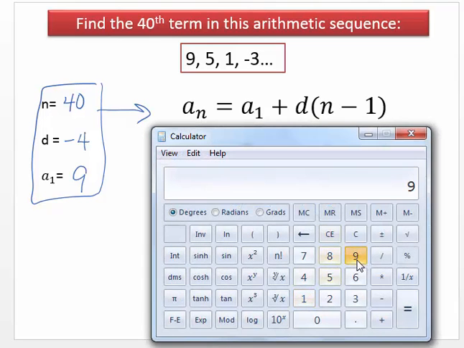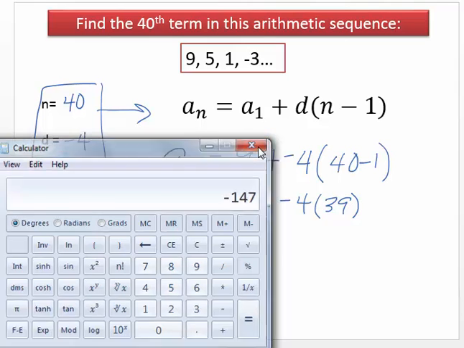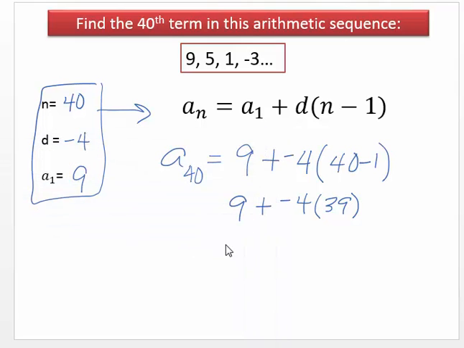We'll take 9 plus negative 4, and then we're supposed to take that times 39. Okay, we get negative 147. So our 40th term is negative 147.